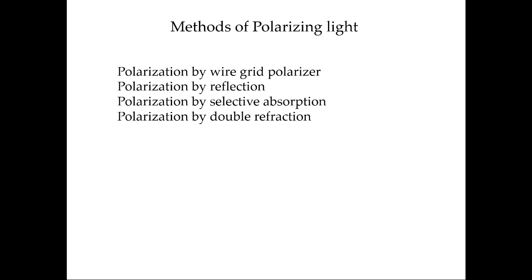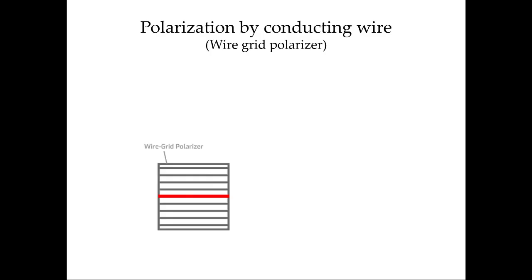So, these are methods of getting a polarized light. We will discuss them one by one. The wire-grid polarizer consists of a large number of thin copper wires placed parallel to each other. The physics behind the working of the wire-grid polarizer is probably the easiest to understand.